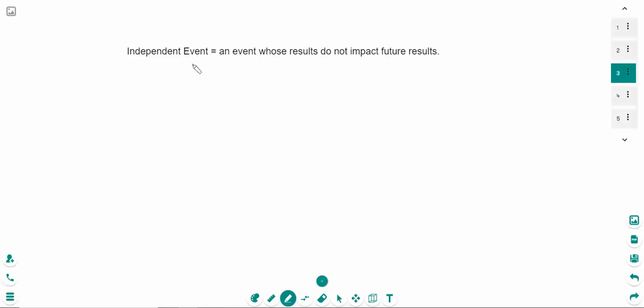All right, so the last term we have to go over here is the independent event. This is an extremely important concept in probability. For right now, we're only going to be dealing with independent events. Much later in your studies of statistics and probability, you may start looking at events that are dependent. But right now, we're just looking at independent. And what does that mean? It means an event whose results do not impact future results.